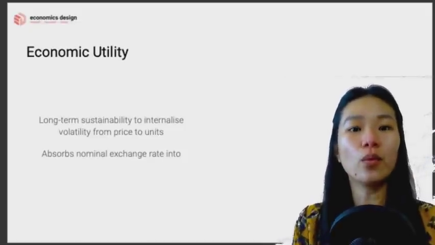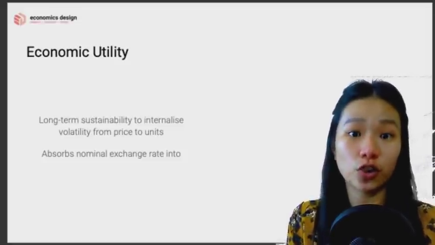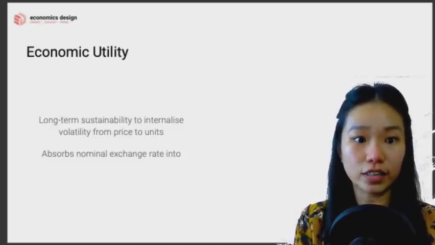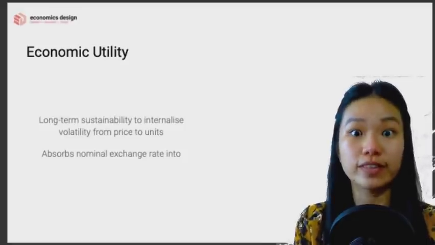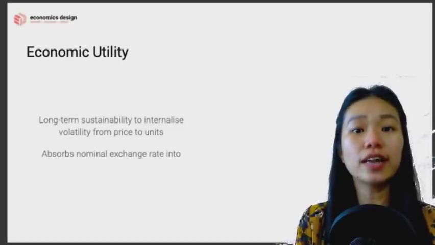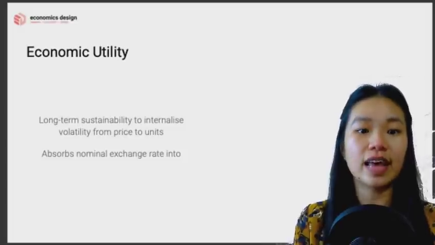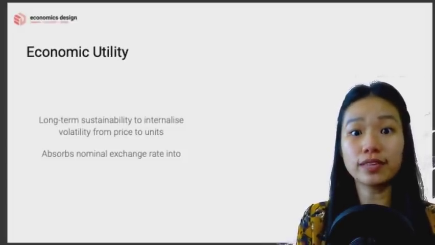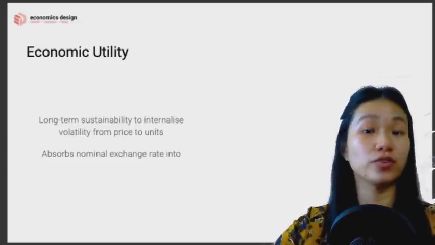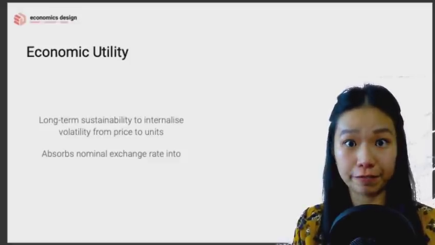Okay, so where is the economic utility? When I talk about utility, it's not utility token, it's more the economic utility, the economic benefits that the token has in the system, or the system brings about to users. Two things. The first one is that there's long-term sustainability to internalize volatility from price to units. In simple words, it means that when there's fluctuation in prices, you don't see the fluctuation in the secondary market, so it will not affect your business transactions. However, what will it do? It will change the unit of AMP tokens that you have.